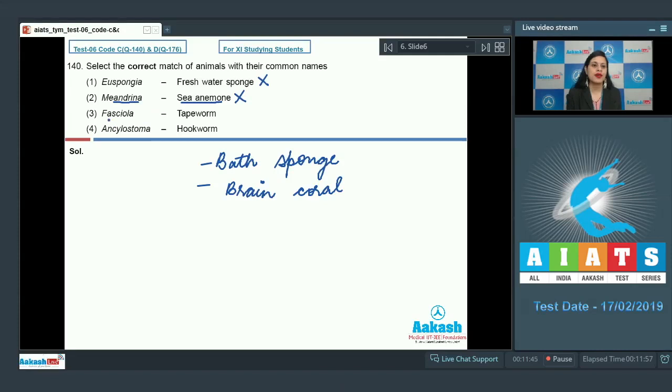The next option is Fasciola, and the match is tapeworm. And this is an incorrect option, because Fasciola, which is commonly known as liver fluke, belongs to the phylum Platyhelminthes. The last match given is Ancylostoma, and the match is hookworm. And as it is a correct match, so this is a correct answer to our question. Ancylostoma, which is commonly known as hookworm, belongs to the phylum Aschelminthes. So the correct answer is option number 4. Let's discuss our next question.